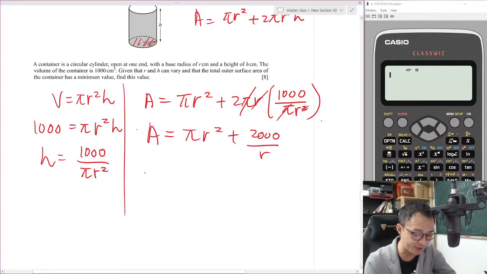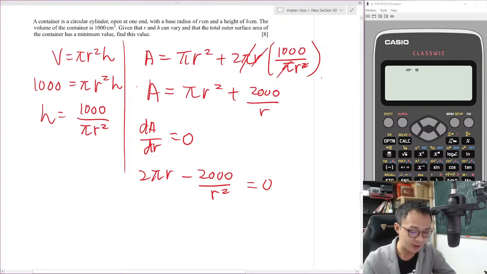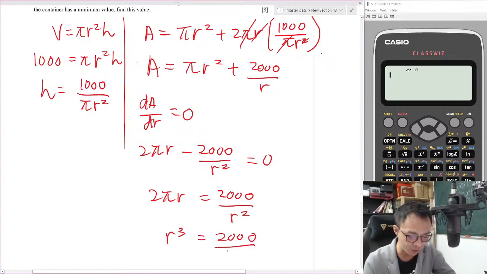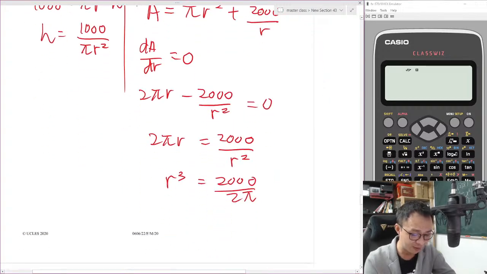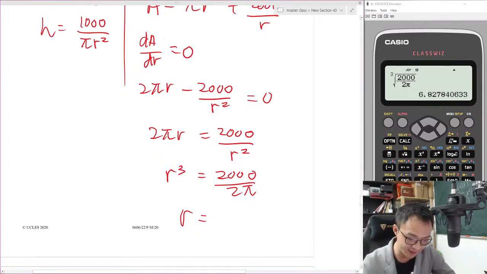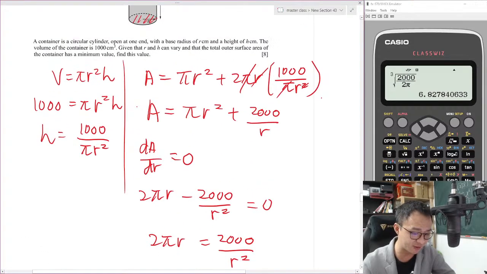Alright, since they asked me to find the minimum, I need to do dA/dr equals 0. So therefore 2 pi r minus 2000 over r squared equals 0. Yeah, you just differentiate this one carefully. So 2 pi r equals 2000 over r squared. r cubed equals 2000 over 2 pi. Does the question say about exact value? No, right? So I just use the calculator lah. I want to find the cube root of 2000 over 2 pi. So r is basically 6.8278. You realize I write a lot of decimals because this is not the final answer I want.